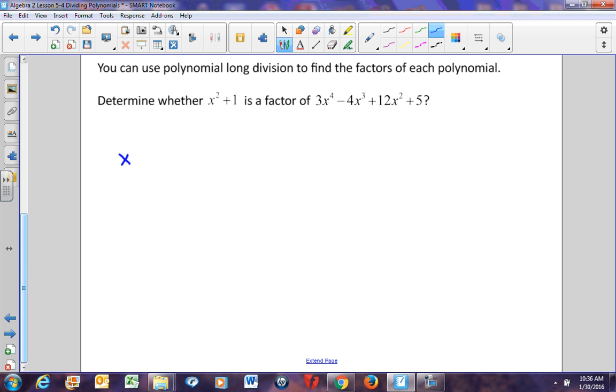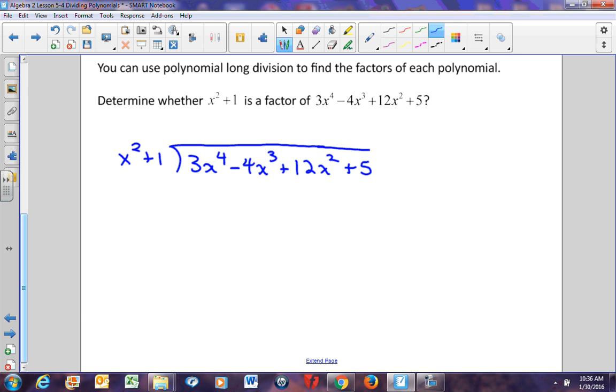We're going to have x squared plus 1 on the outside. On the inside, 3x to the 4th minus 4x to the 3rd plus 12x squared plus 5. What do I need to multiply x squared by to get 3x to the 4th? I need to multiply by 3x squared. 3x squared times x squared is 3x to the 4th. 3x squared times 1 is 3x squared. Notice it's x squared, not x cubed, so I have to write it underneath the 12x squared. Because if I don't, I'm not going to line up my like terms. So the 3x squared goes here.